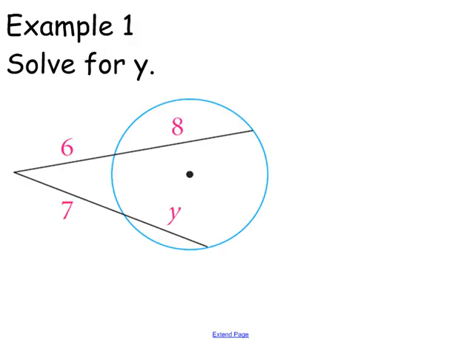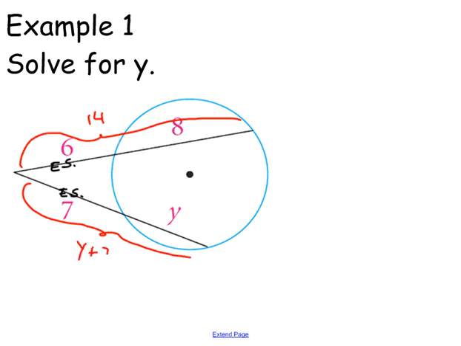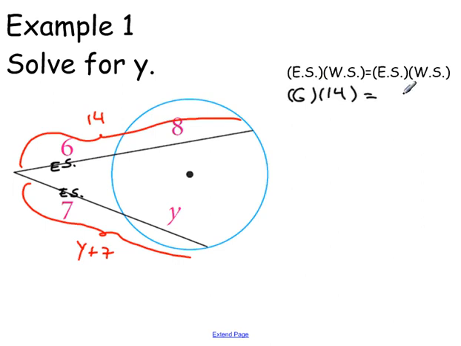All right, example 1. So I know that 6 is outside, so that's external. 7 is outside, so that's also external secant. The whole secant here is 6 plus 8, so that's 14. And the whole secant here is y plus 7. There's my formula. Plug in. So I get 6 times 14 equals 7 times y plus 7.